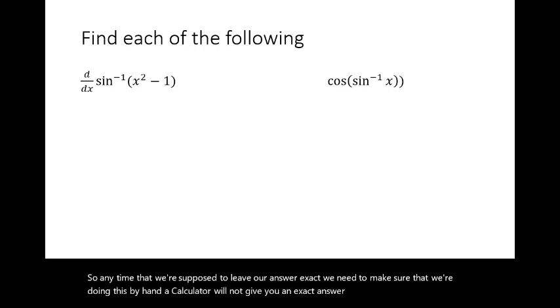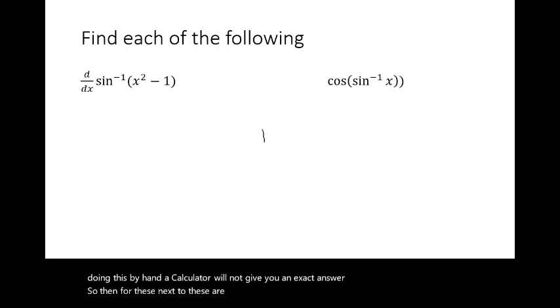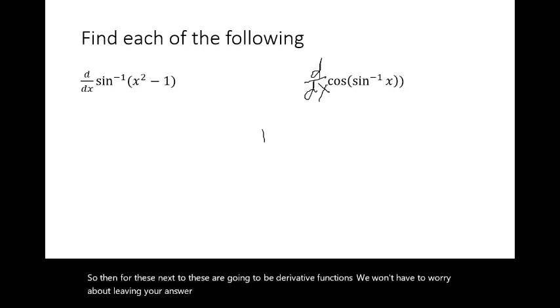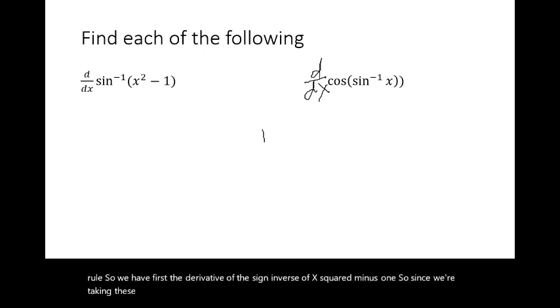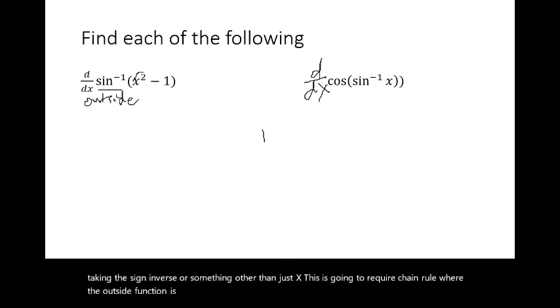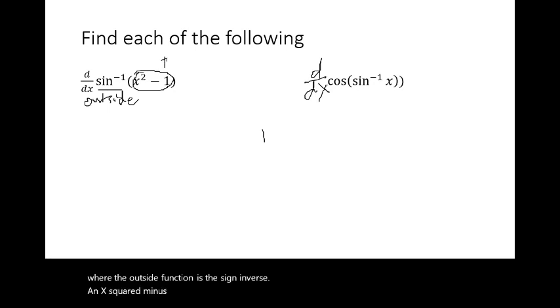So then for these next two, these are going to be derivative functions, so we won't have to worry about leaving your answer exact here, but we are going to be taking their derivatives using chain rule. So we have first the derivative of the sine inverse of x squared minus 1. So since we are taking the sine inverse of something other than just x, this is going to require chain rule, where the outside function is the sine inverse, and x squared minus 1 is the inside function.